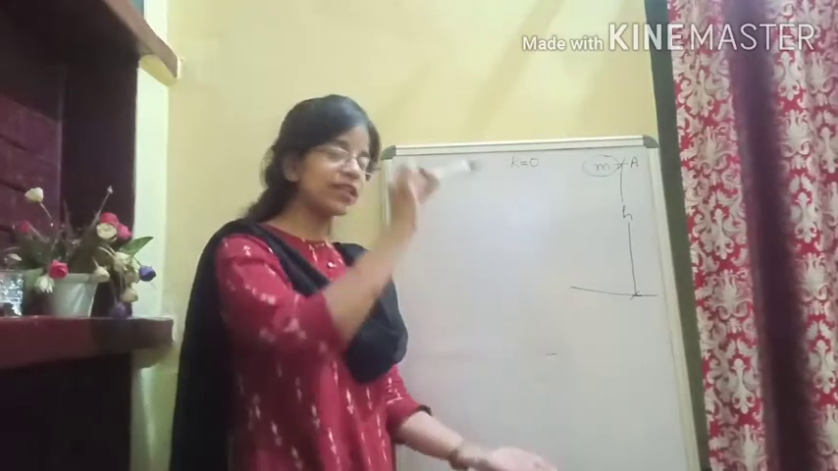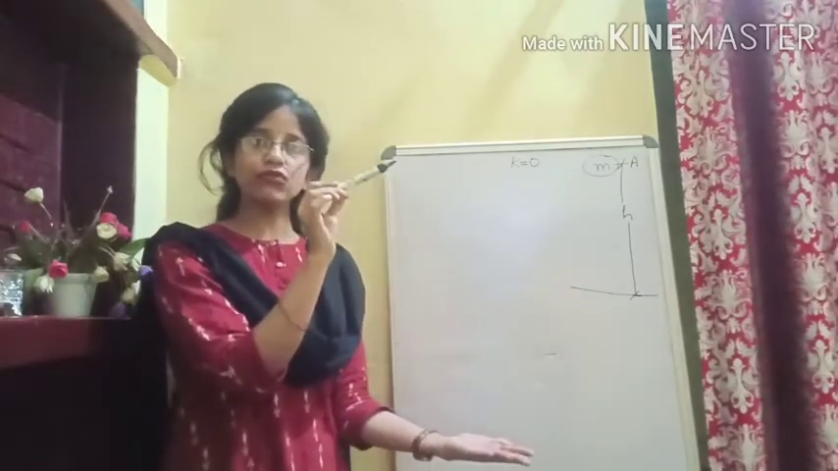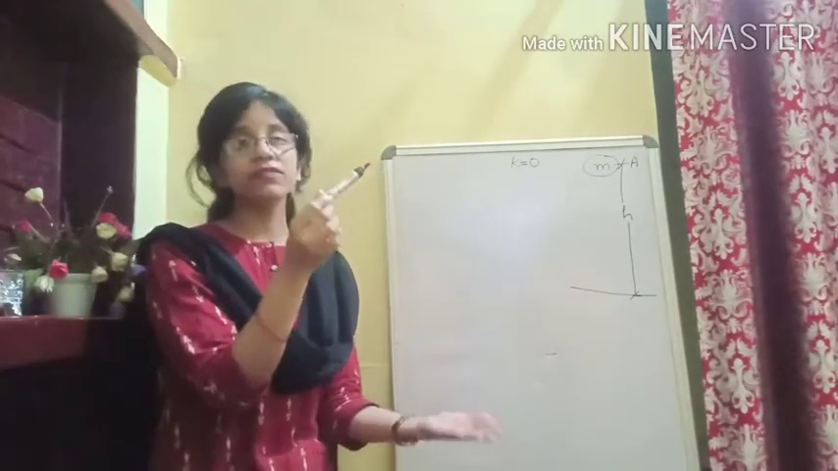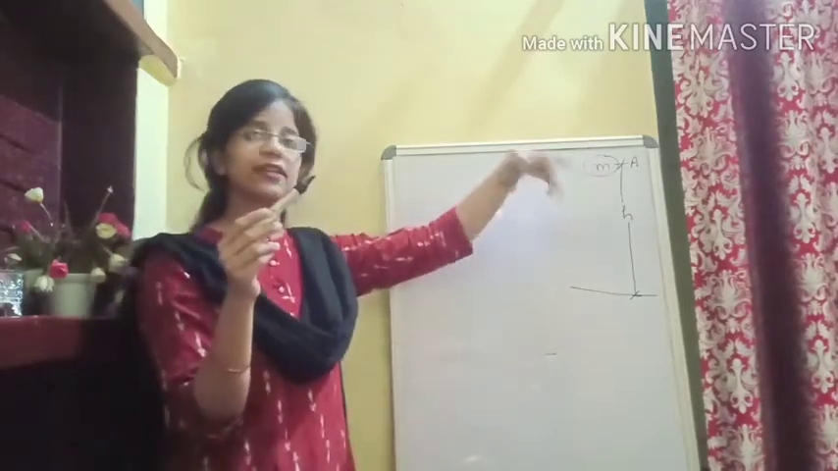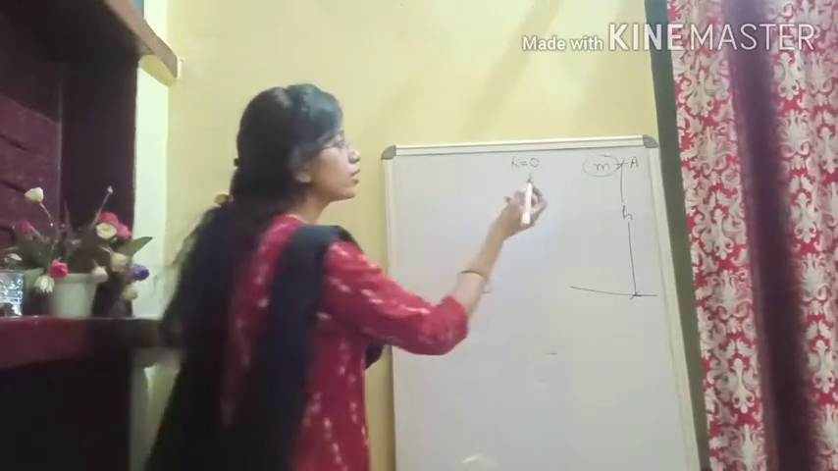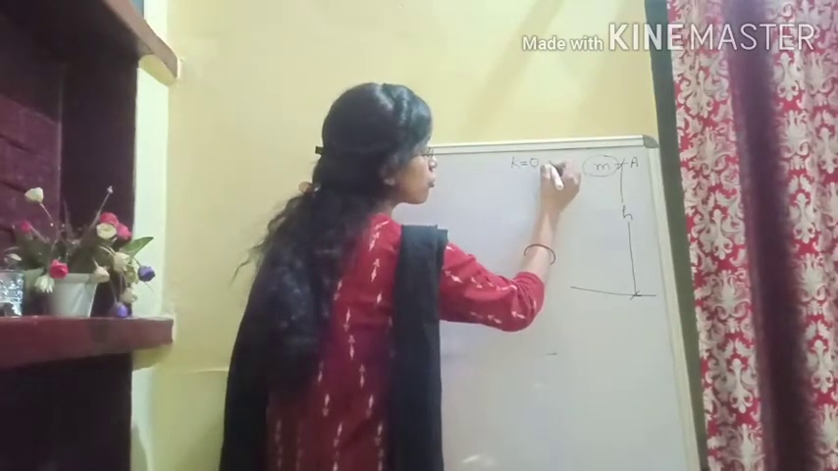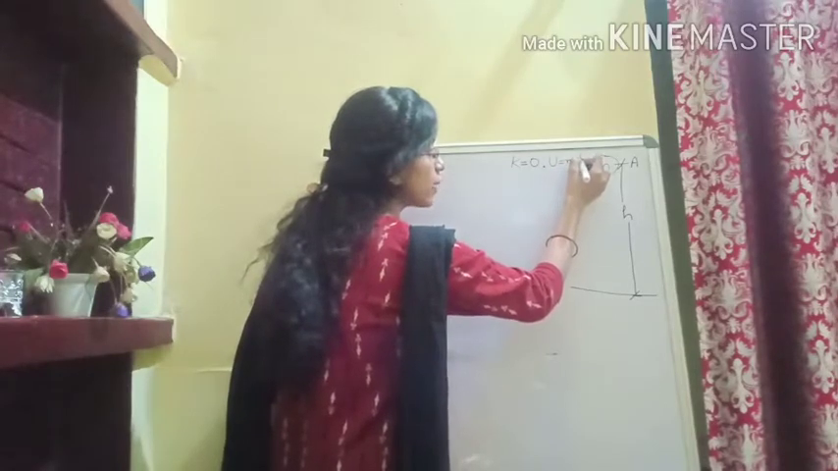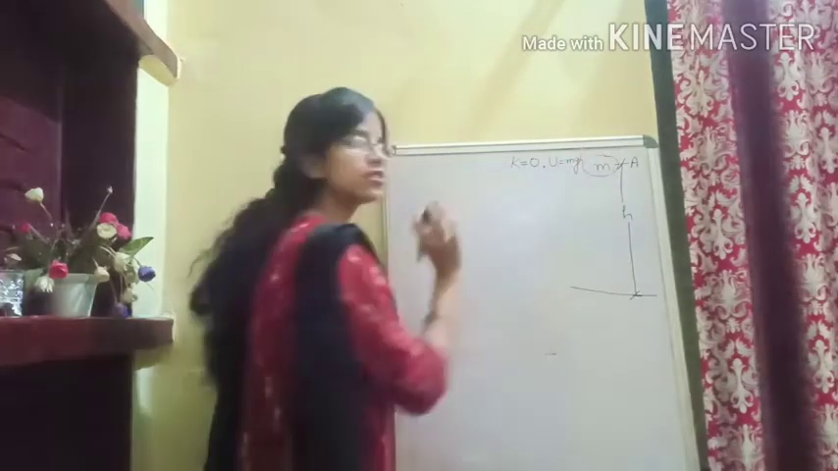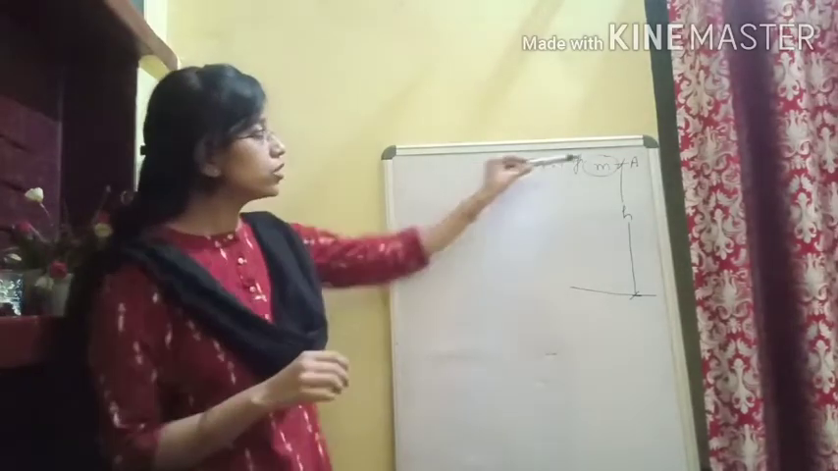And now if the body is at height h, do we have any amount of potential energy? Yes, because we know that the potential energy is mgh. Mass is there, gravity is there, and there is a height. So the body will have a certain amount of potential energy according to the expression mgh. What is the height? h. Is it clear? So this is the scene.